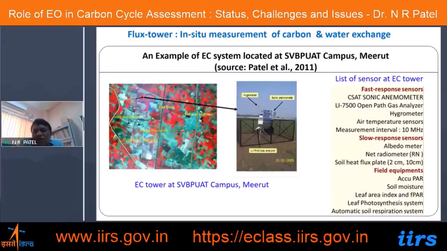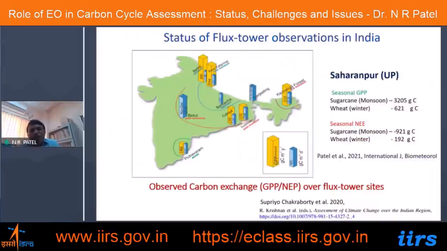So we need to monitor both biophysical properties as well as the carbon exchange at the site scale, and this site scale information will be further upscaled to the landscape or regional scale with certain remote sensing and models. So here you see these are different flux net sites.